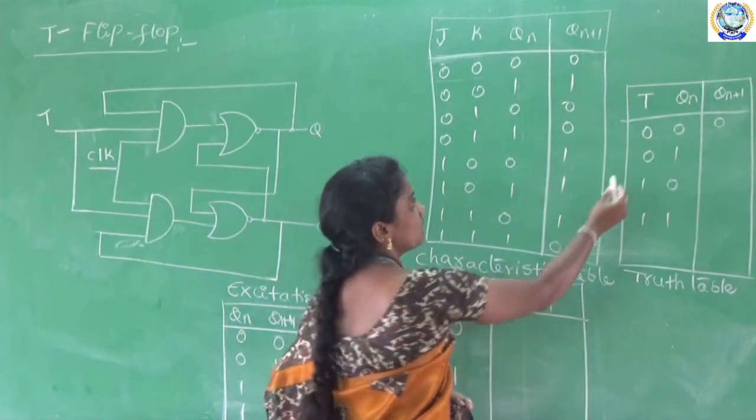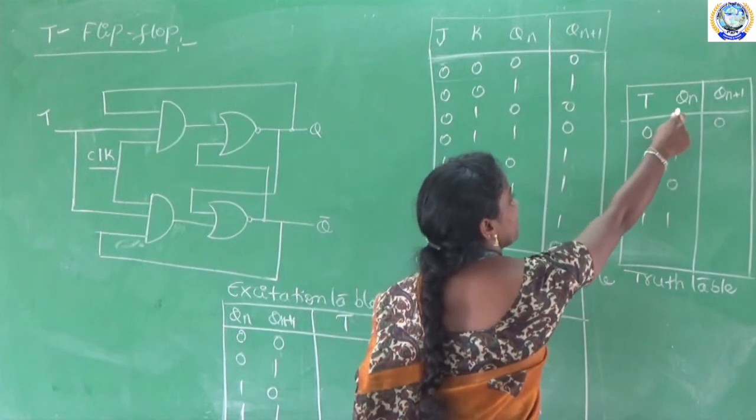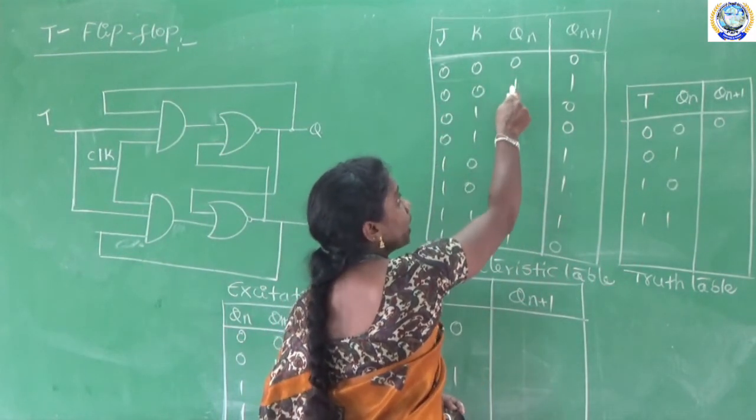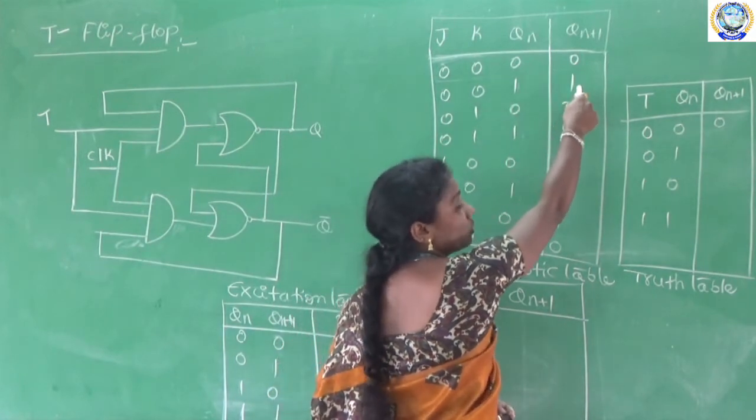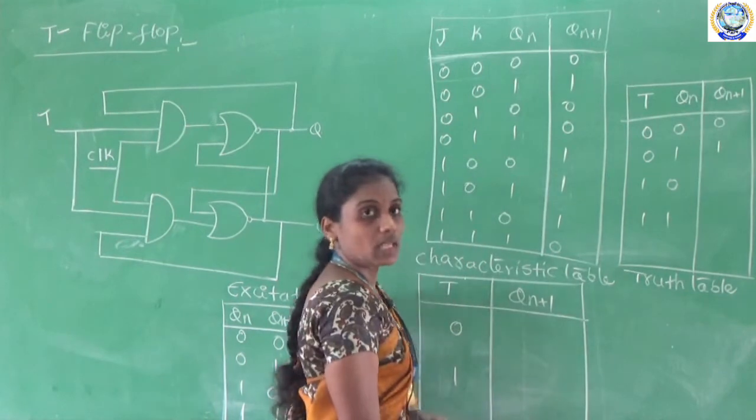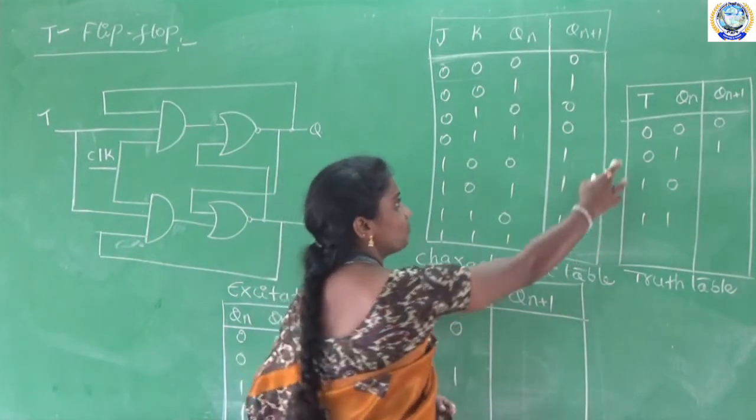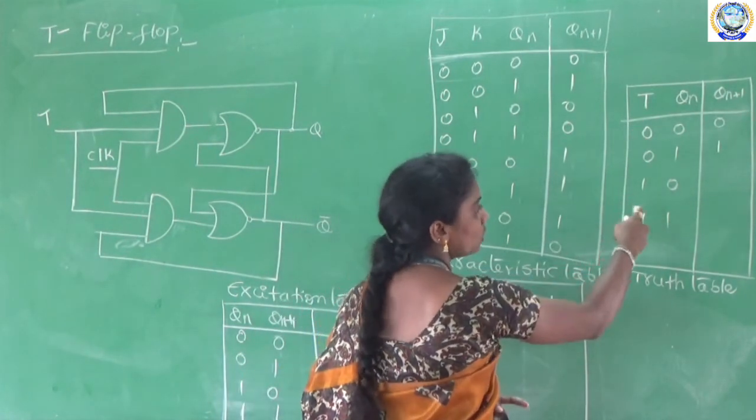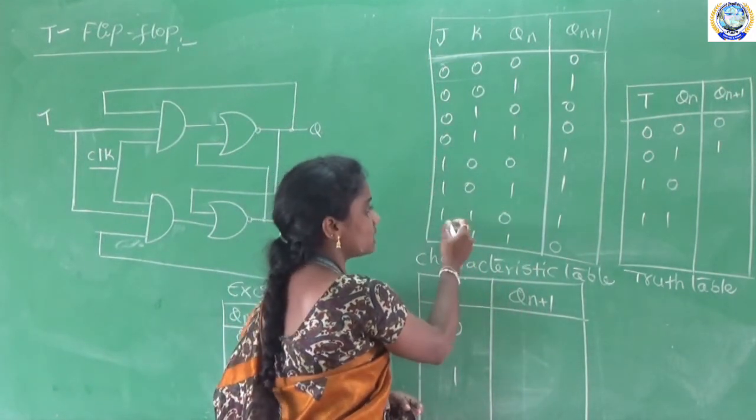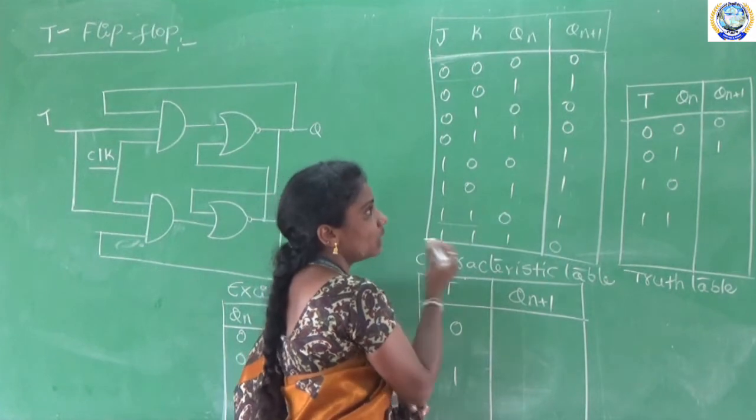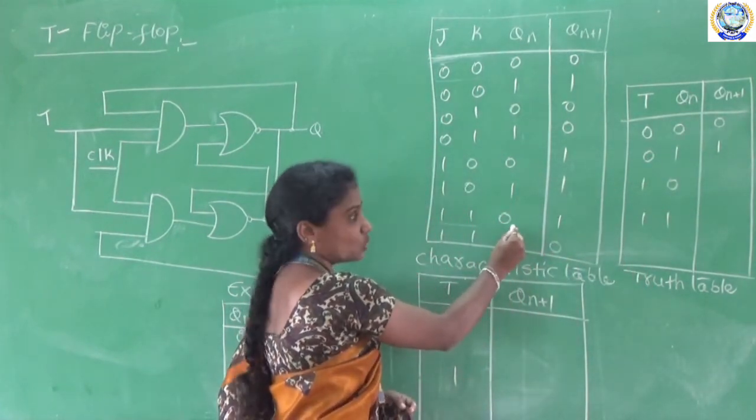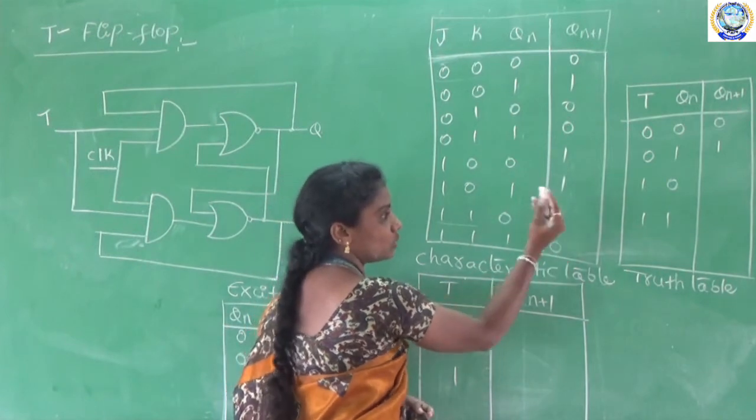Next, if we consider T equal to 0 and present state Qn equal to 1, that is J equal to 0, K equal to 0, Qn equal to 1, the next state value Qn plus 1 is equal to 1. Next, T equal to 1 means J equal to 1 and K equal to 1. With the present state Qn equal to 0, the next state is equal to 1.